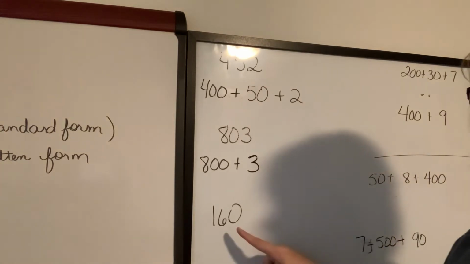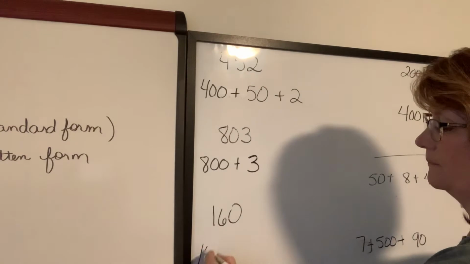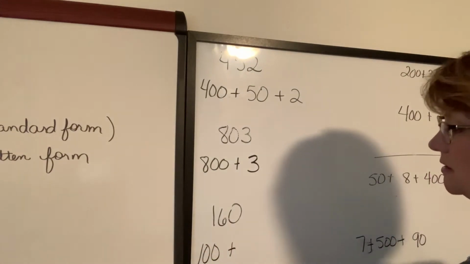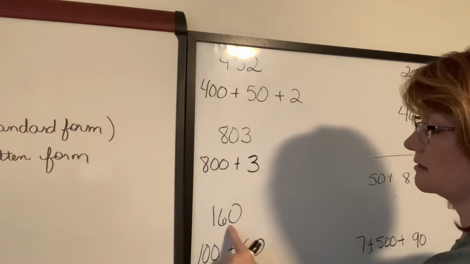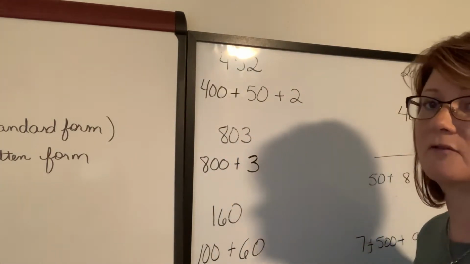And then down here we have 160. So I have 100 plus how many tens? I have 6 tens, which is 60. And then the 0 is just holding this place here that has 0 ones. I don't even have to write that, okay? You don't have to bother with that.